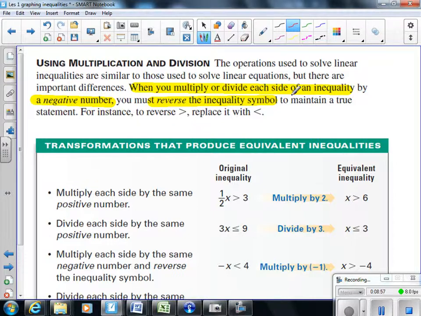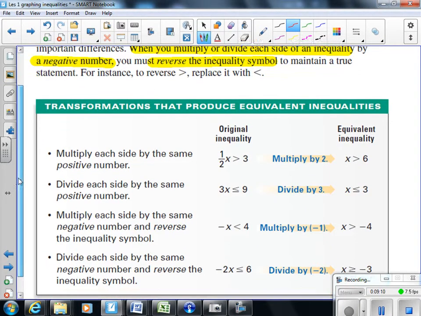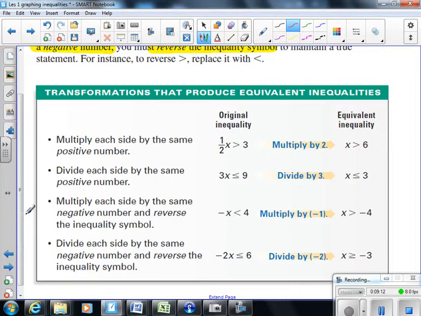If you multiply or divide each side of an inequality by a negative number, you must reverse the inequality symbol. Kind of like a little warning bell going off in your head when you see that. Are you going to switch a sign? That's when that warning bell should go off, when you have to multiply or divide both sides by a negative number. Let's take a look at these examples.